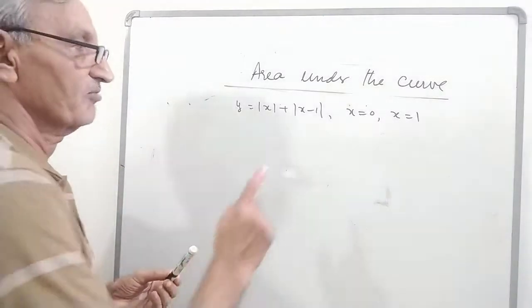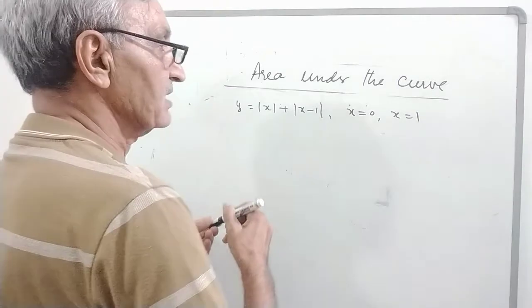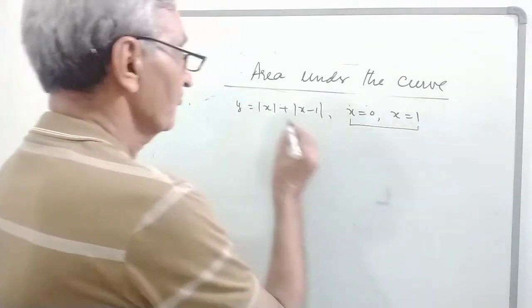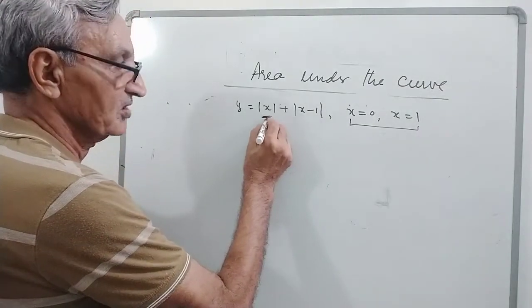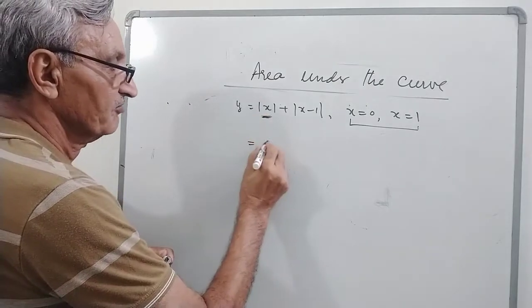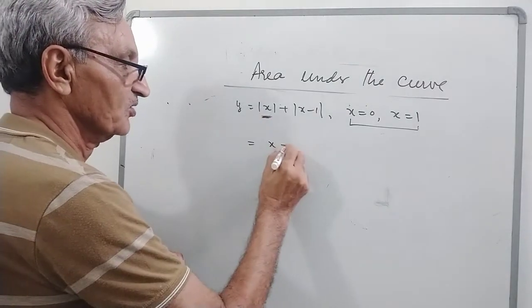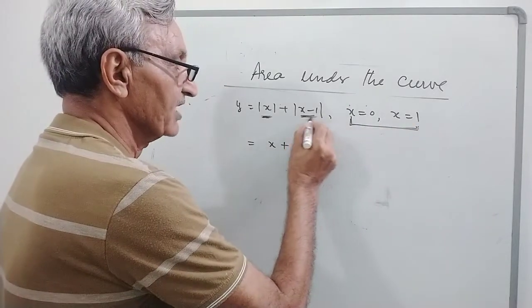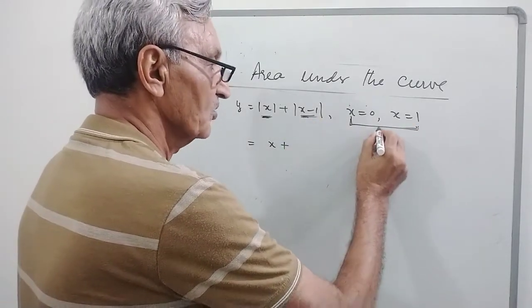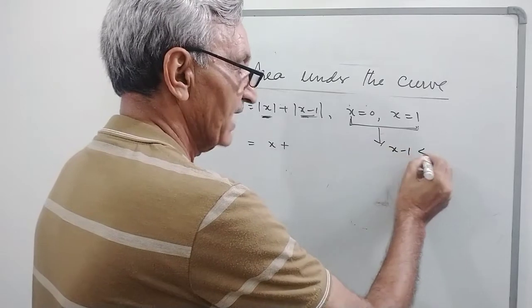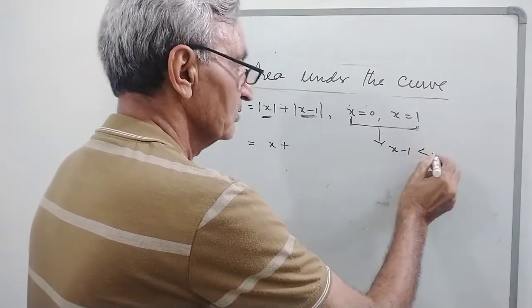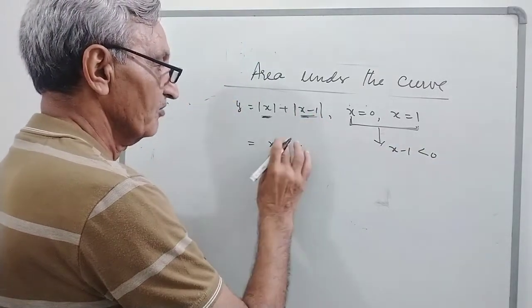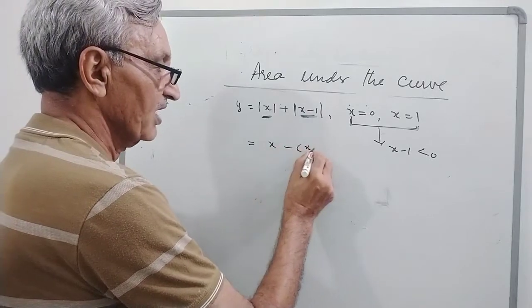I draw the graph. First of all, I must see my x line between 0 and 1. When it is 0 to 1, it is positive, therefore it is x. Modulus has nothing to do. When this value is between 0 to 1, this becomes negative. Between 0 and 1, x minus 1 is negative. When it is negative, this will act as minus x minus 1.